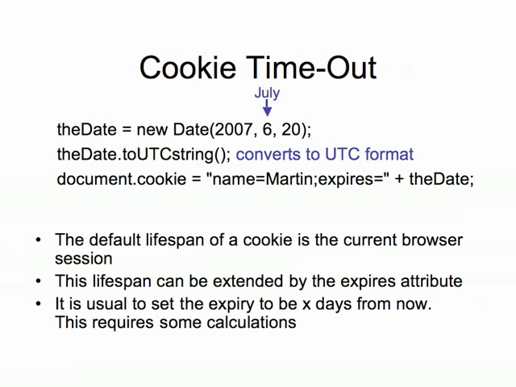Now we're going to add a name cookie. So we say document.cookie equals "name=Martin; expires=", and then we're going to append onto the end of that the date. So this now has written the cookie name, given it the value Martin, and has also associated with that the expiry date. And so after the 20th of July 2007, this name cookie will no longer be available.